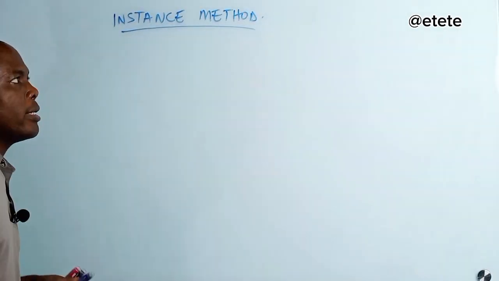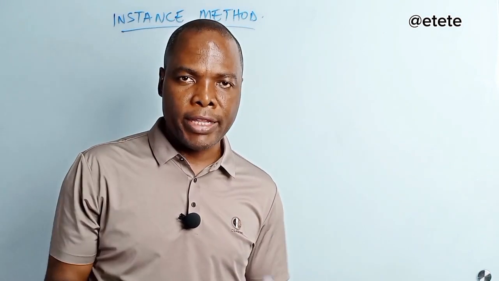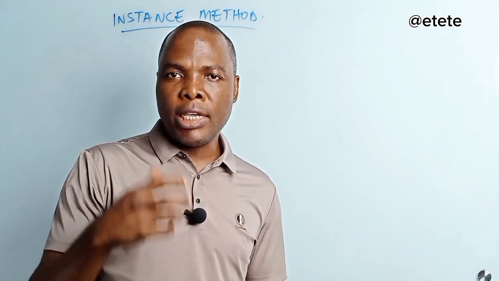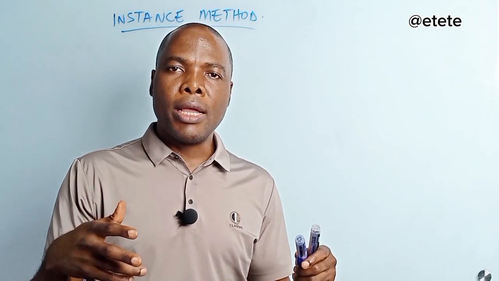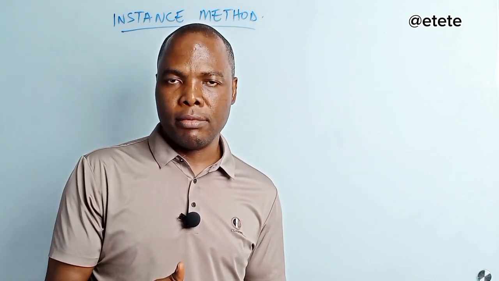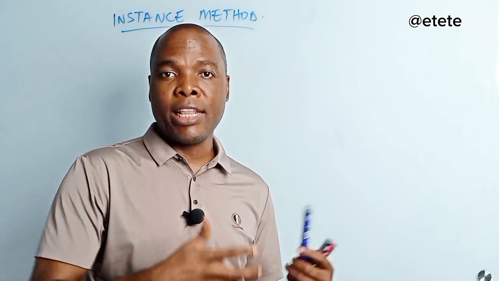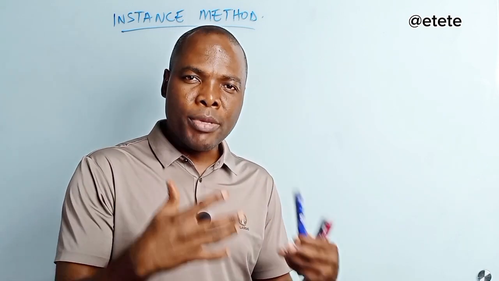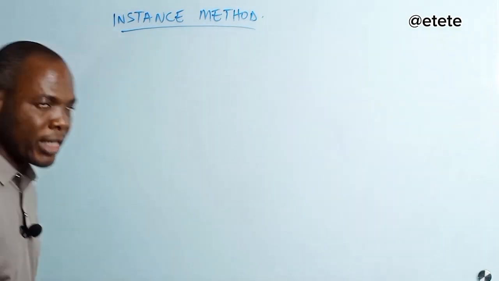It's actually the most common method you find in every class. And what does it do? It actually works on the attribute, the variable of an instance, right? That is what it actually works on. It controls. So when you create an object of a class, then the behaviors that are going to work on that object is what you refer to as instance method.